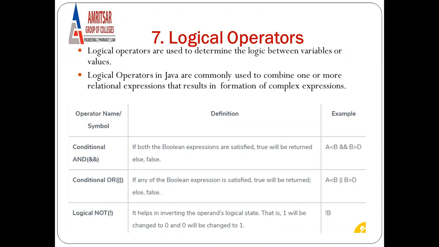Then conditional or, here both conditions will be checked. When both are false, then the result will be false, otherwise the result will always be true. And in logical not, it will return the inverted value. If we have a result 1, then it will return 0, and if 0, then it will return 1.